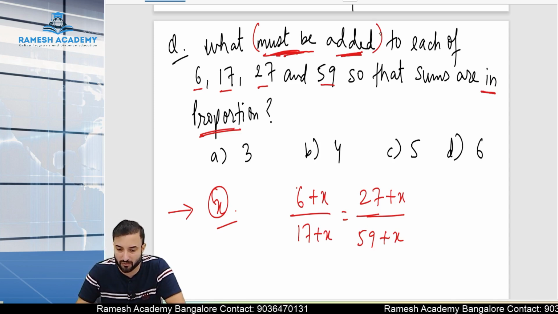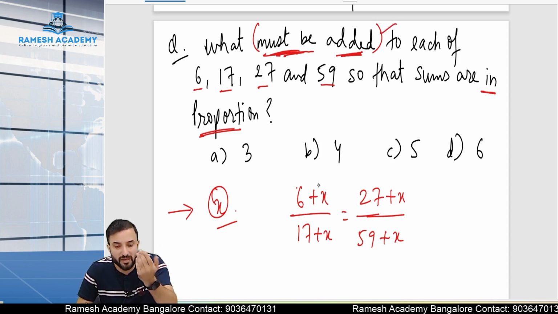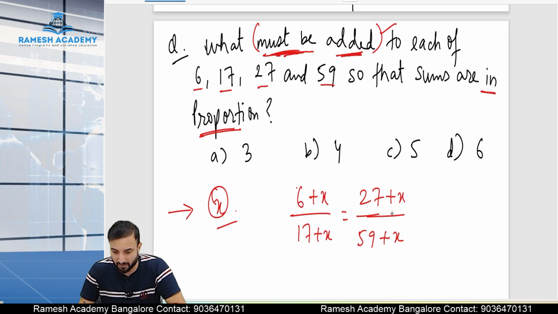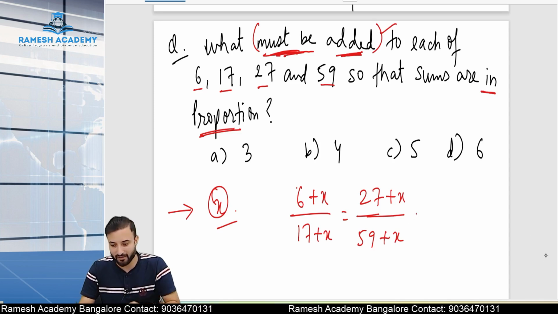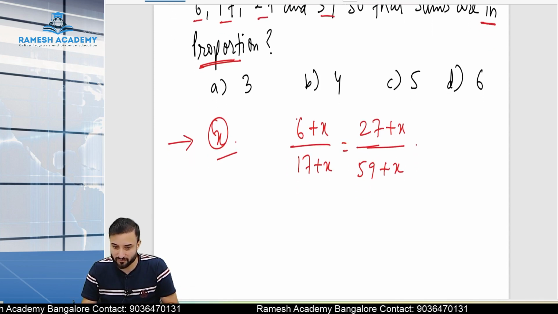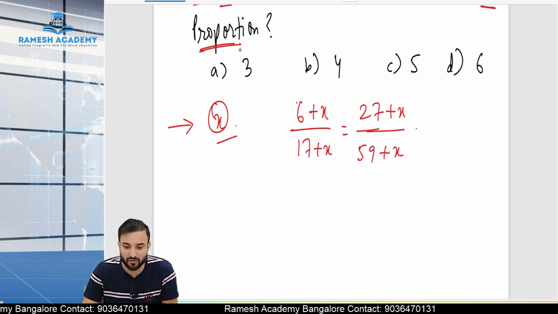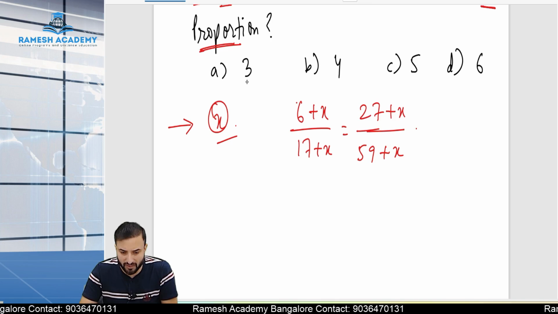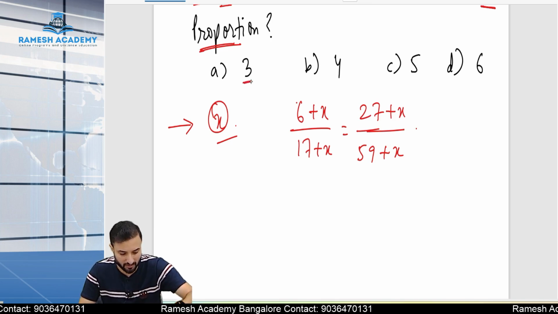Here they ask what must be added, so x must be added: plus x, plus x, plus x, plus x. Right? Easy to write? Yes. Now we will use the trial and error method. Now we will take first 3.